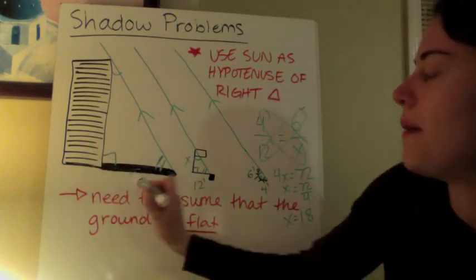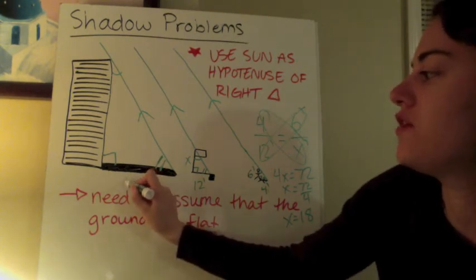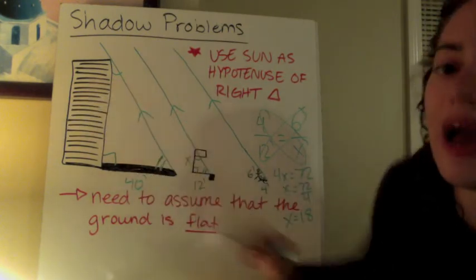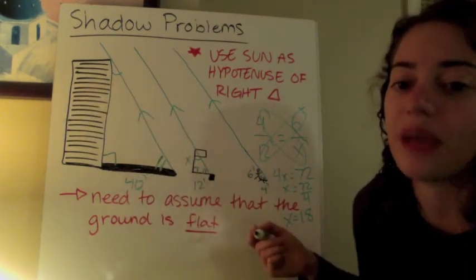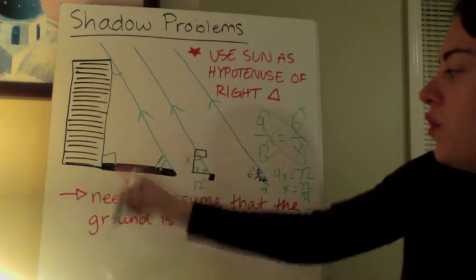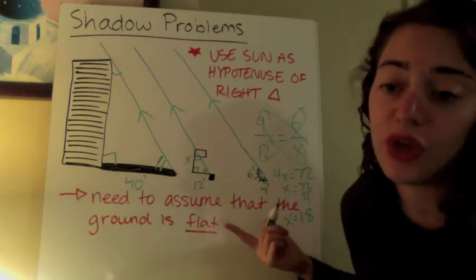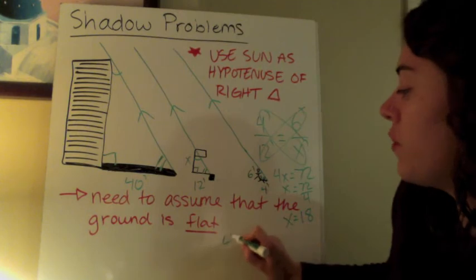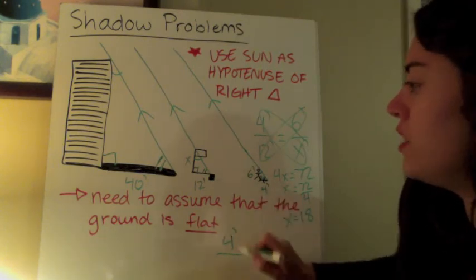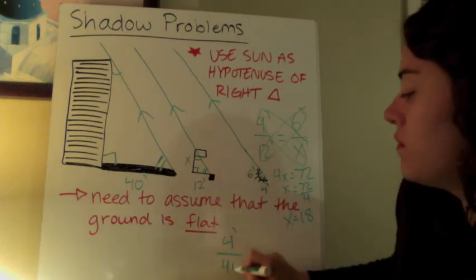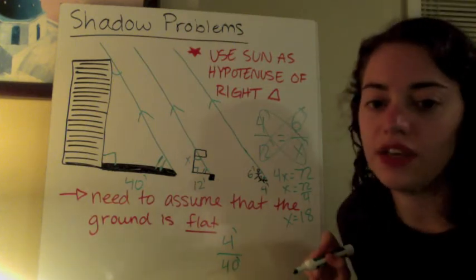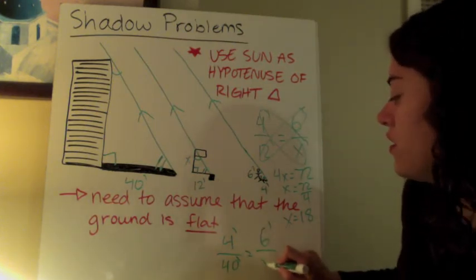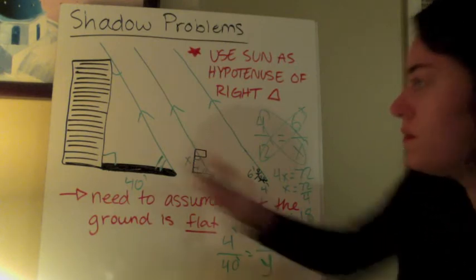So in this case, maybe its shadow is 40 feet long, in which case, how can I figure out how tall it is? So let's do the same thing. I could either do it with the flagpole or with the human. I'm going to do it with the human because those numbers are smaller. So just like I did here, 4 feet is the shadow of the human over 40 feet is the shadow of the building, is equal to 6 feet over, let's call this one y.